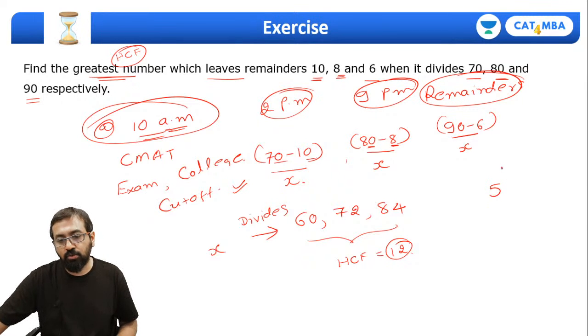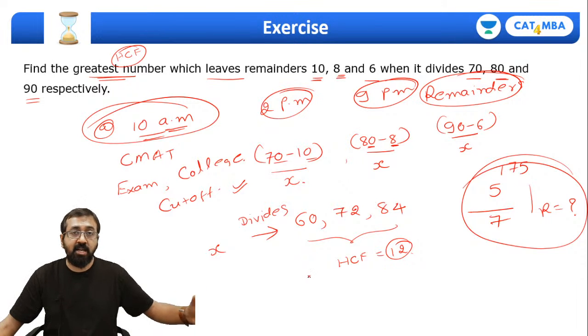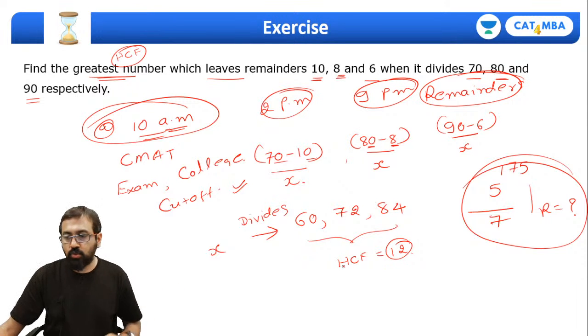So 5 raised to 175 divided by 7, what is the remainder? You will be able to solve all these questions, and these are asked in CAT, SNAP, CMAT, NMAT very frequently. So you should not miss that 9 PM session, right?